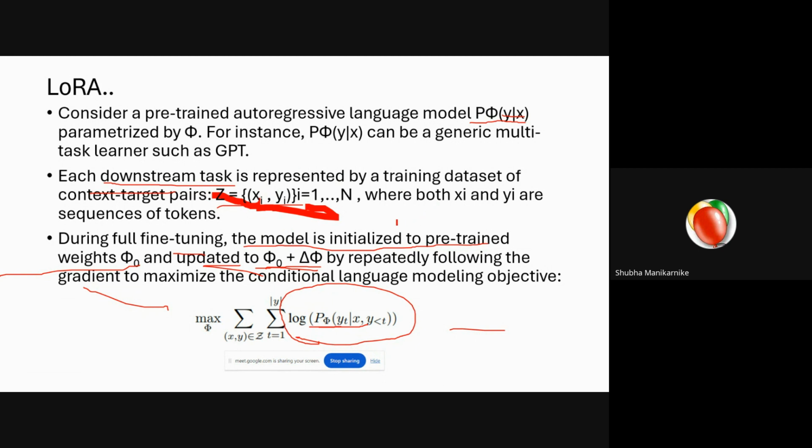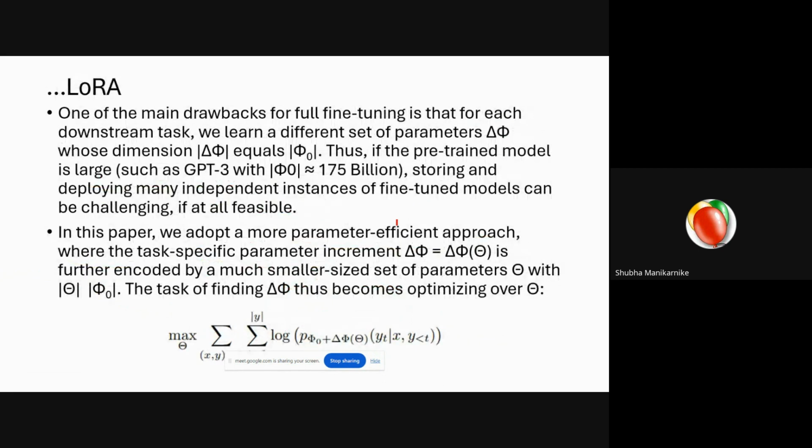So instead of that, what you can do, as I showed in the other figure, is take the initial weights, create a low rank matrix, fine tune it for that particular task, and switch it in at inference time.